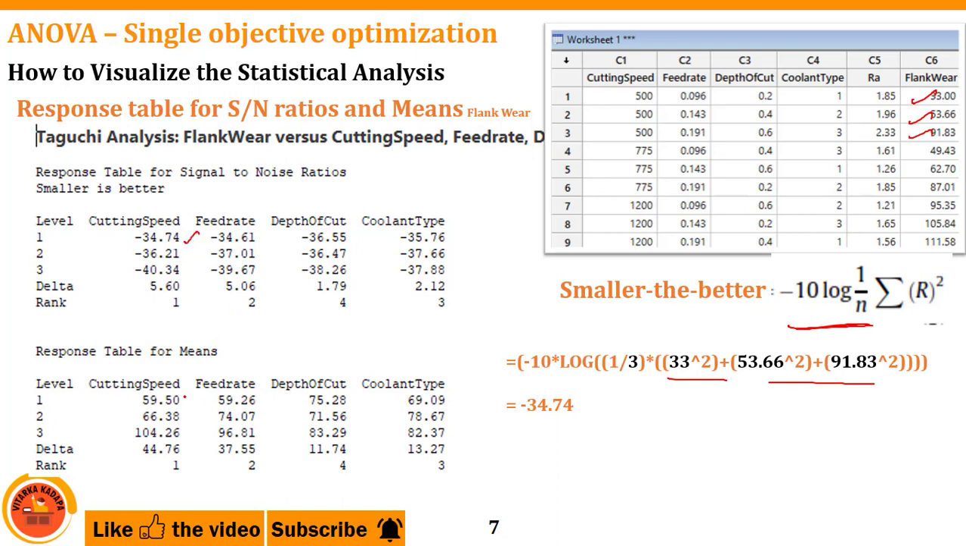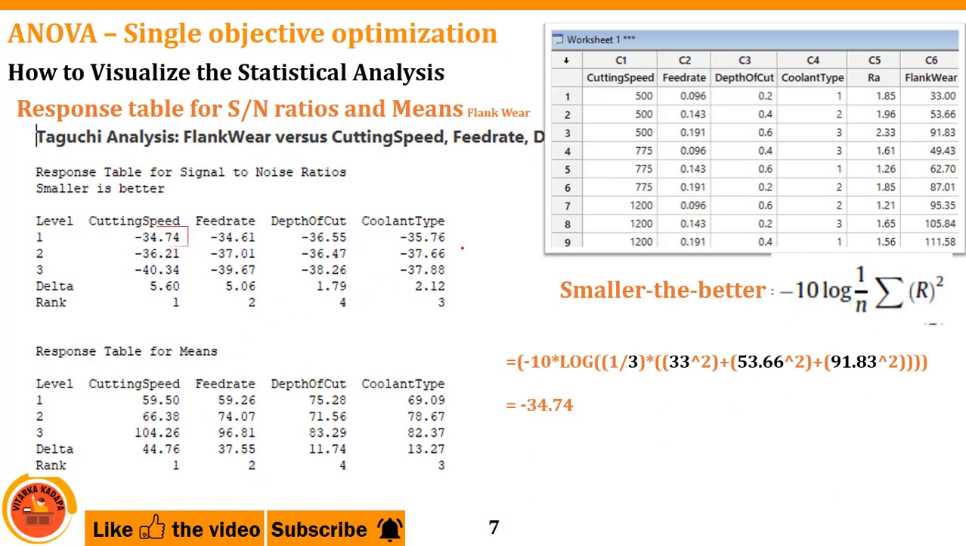Okay, similarly the mean values also. For example in the case of this one, 33 plus 53.6 plus 91.83 divided by 3, you will get 59.80. So this is the value we are getting here for the means, and the remaining things are all the same. How we are getting the delta and how we are getting the rank is all related to what we have discussed for the surface roughness. Okay, you can remember those things.